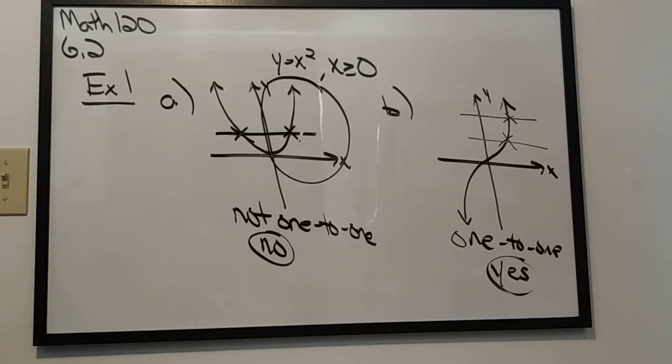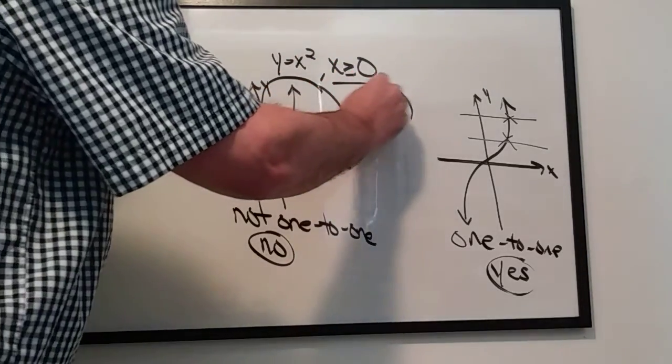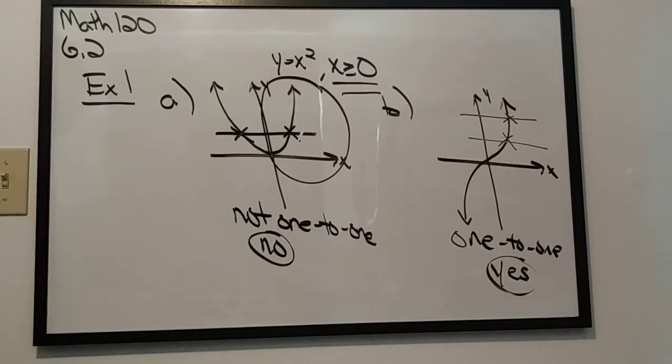So as you look at some of the problems in this section, you're going to notice that these kinds of statements are running around at the ends of some of these functions. And the reason that those pieces are there, the x greater than something or the x less than something kind of statements, is so that we can restrict the domain and create a one-to-one function from something that wouldn't be one-to-one otherwise.